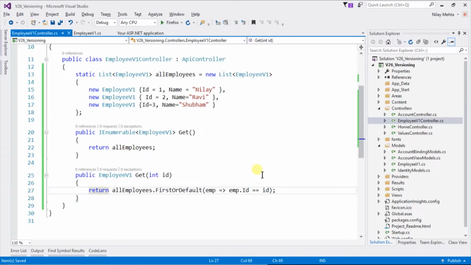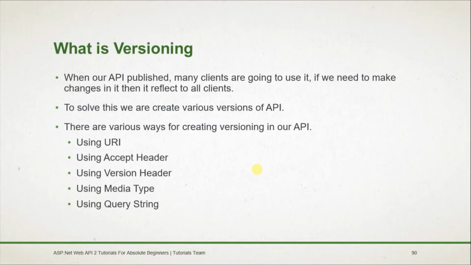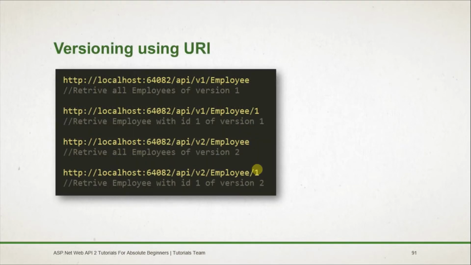Let's see how we are going to route. When the user fires the API /v1/employee, then we need to return the list of all the employees. And when the user fires the API /v1/employee/id, then we need to return the employee with the given id. When the user uses v2 instead of v1, then we need to perform all of those operations on the v2 instance. There are two ways of providing versioning using the URI. We can use conventional based routing as well as attribute routing.